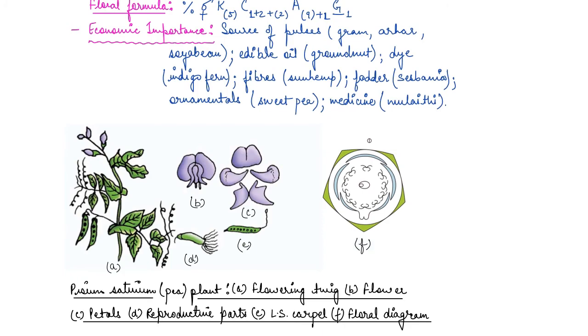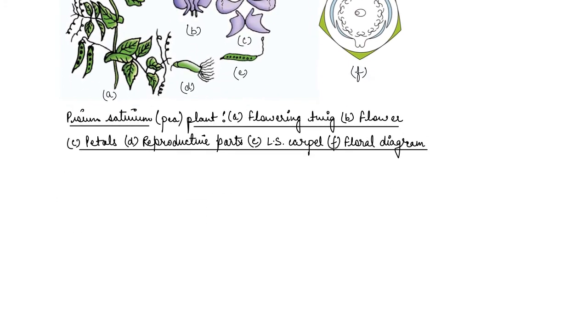Now, what is the economic importance of this family? They are a source of pulses, edible oil, dye, fibre, and fodder, they are used as ornamental plants, and they are used in medicine as well. Okay, so this is all about the family Fabaceae. Now let's see the second family, which is Solanaceae.